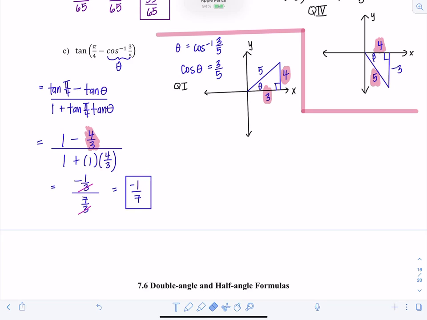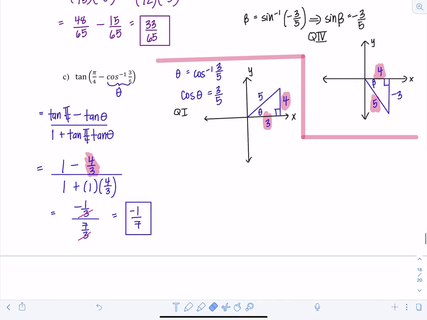So hopefully that was relatively enjoyable, and that concludes section 7.5 on sum and difference formulas.